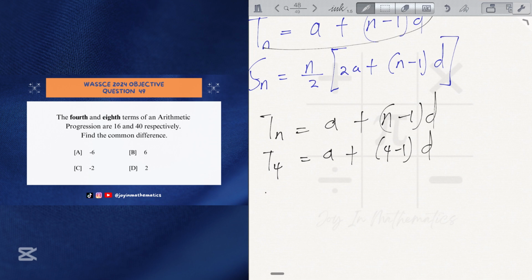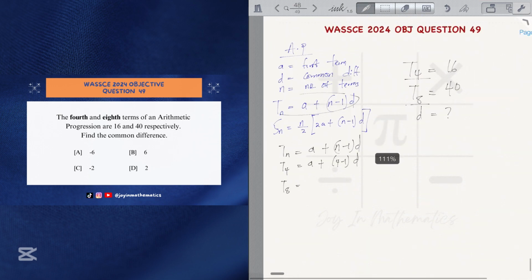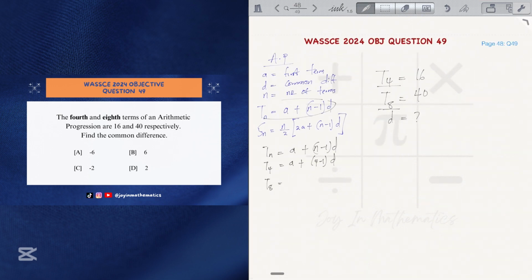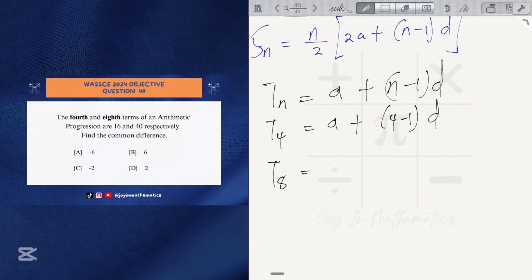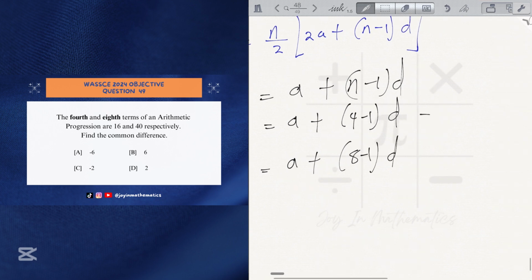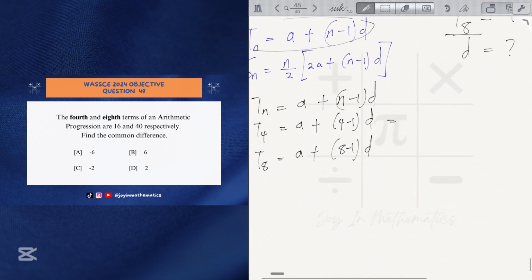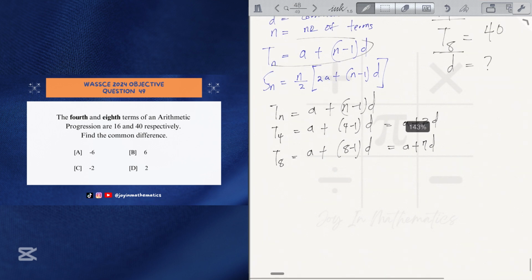Similarly, T8, which is what we have here. So T8 means wherever we see n, we will put what? 8. So that's a plus 8 minus 1 d. We can simplify this further, and this would give us a plus 3d, and this will give us a plus 7d. Now the question is, what is T4?